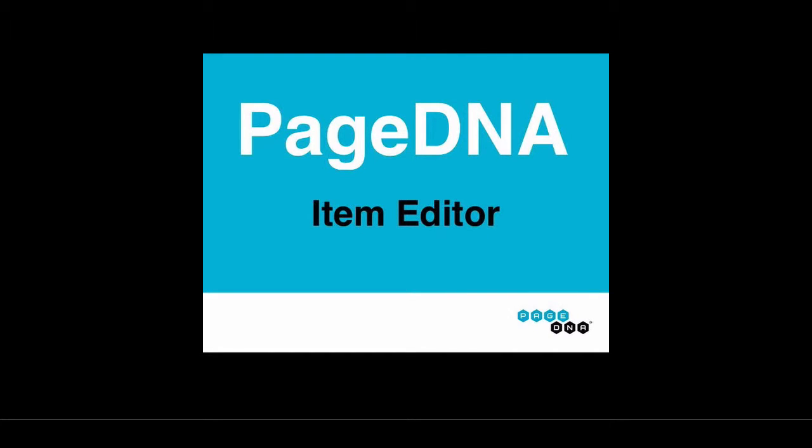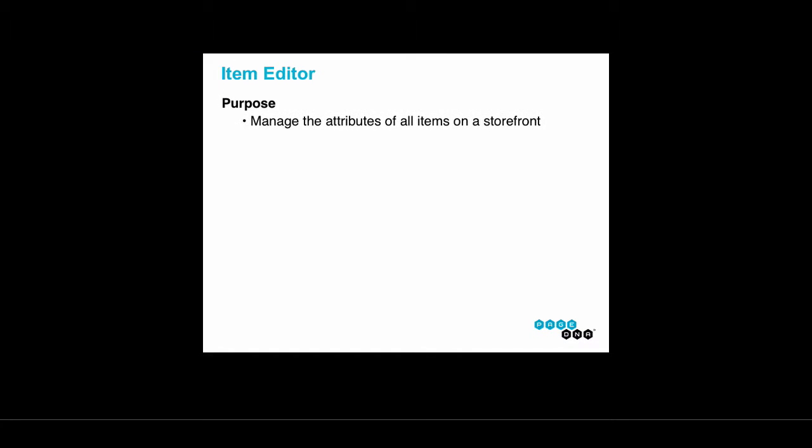This tutorial covers the basics of working with the item editor. The item editor is a tool you will use to manage all the items on your storefront when you need to edit any property of an item. It is located in the catalog section of the dashboard. Documentation can be found by searching for the words item management.